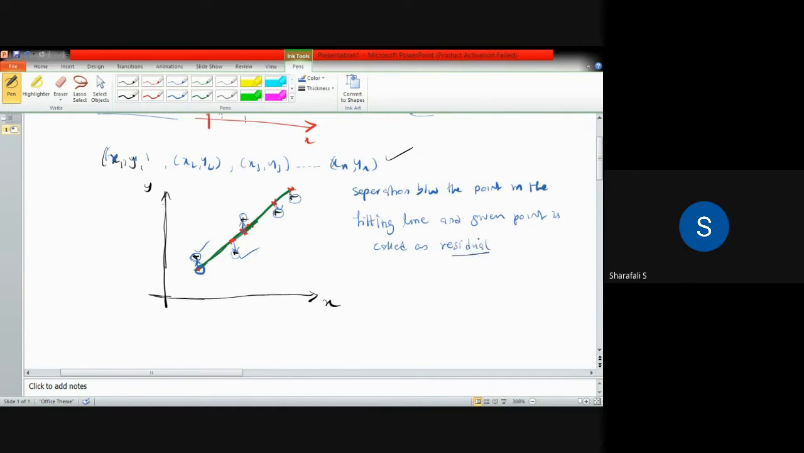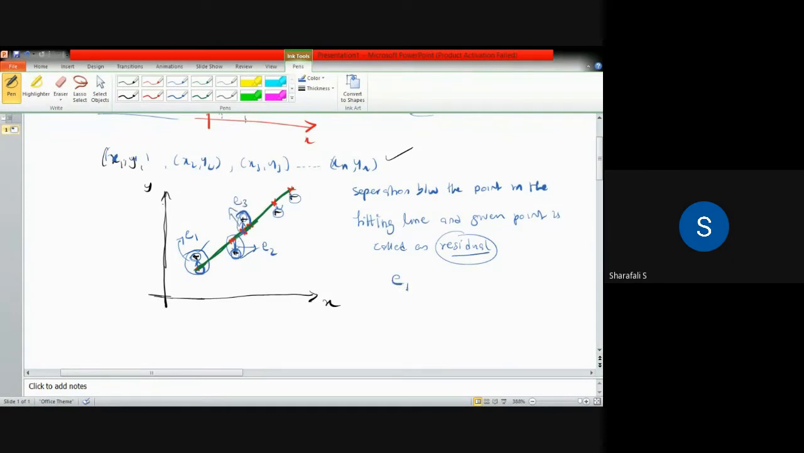Okay, and if you consider any residual, for example, the separation between these two, that is called E1. The separation between these two, that is the point in the fitting line and the given data point. So this is the separation, the difference between y values, and this is E2, that is our residual. We are representing it by using E. So E1 and E2, and this difference is E3.